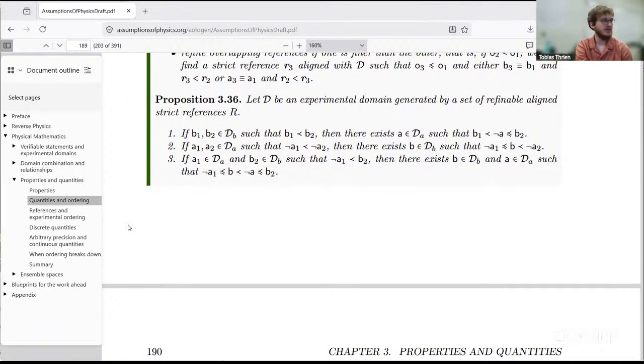Okay. If A1 is in D_A and B2 is in D_B, such that not A1 is strictly narrower than B2, then there exists a B in D_B and an A in D_A such that I still have not A1 narrower than B, which is strictly narrower than the negation of A. I can stick two things left and right, kind of.